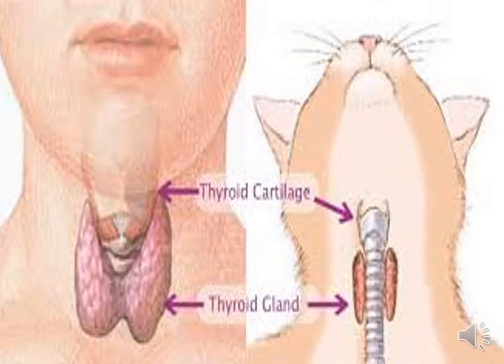In the male, that is located anterior to the trachea, but in animal, that is located posterior to the trachea. So it is very important in breathing of any person because location of the thyroid gland anterior to the trachea.